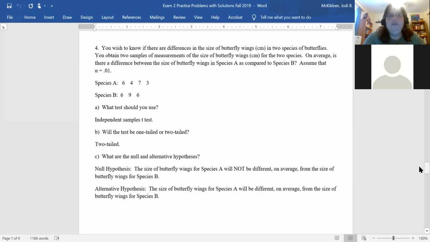You wish to know if there's a difference in the sizes of butterfly wings in the two species of butterflies. You obtain two sample measurements of the size of butterfly wings for the two species. On average, there's a difference in size of butterfly wings in species A as compared to species B. Assume that alpha is 0.01. What test should we use? Two species, two independent samples. Species A, species B. Independent samples t-test. Okay, all right.